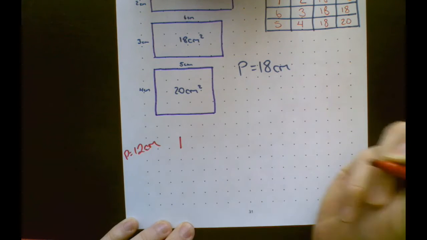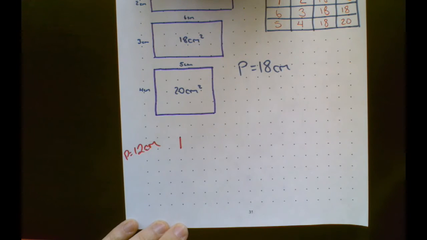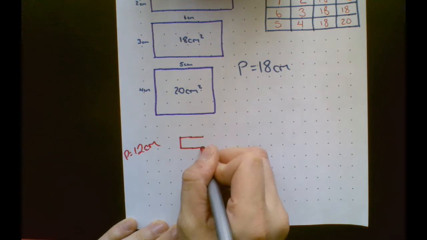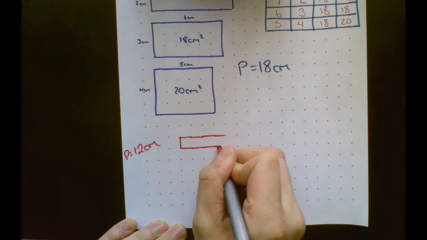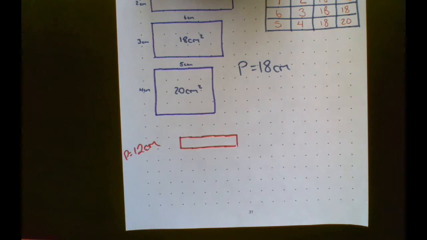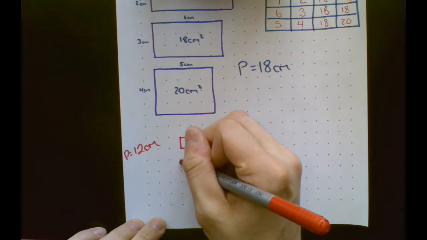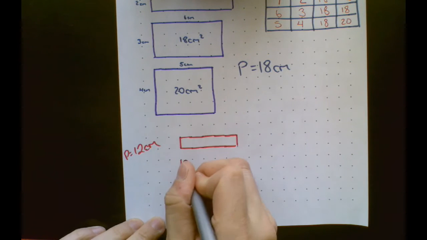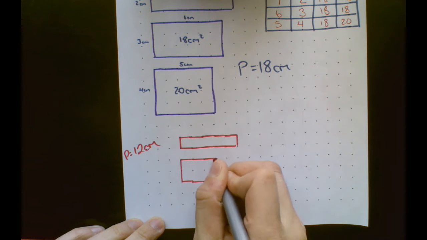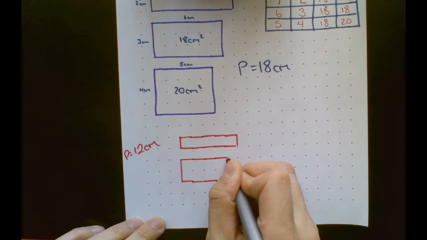I'm going to start by drawing a width of 1. Draw out my rectangle. 1, 2, 3, 4, 5, 6, 7, 8, 9, 10, 11, 12. And then I'm going to go a width of 2. 3, 4, 5, 6, 7, 8, 9, 10, 11, 12.